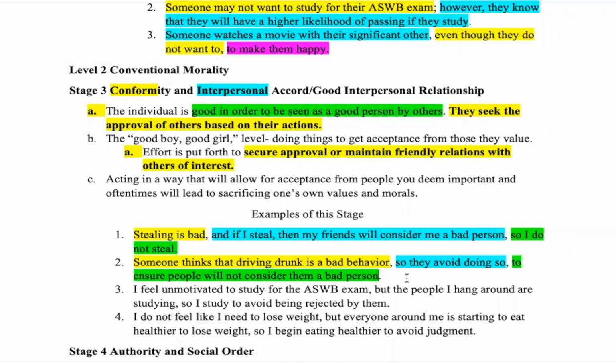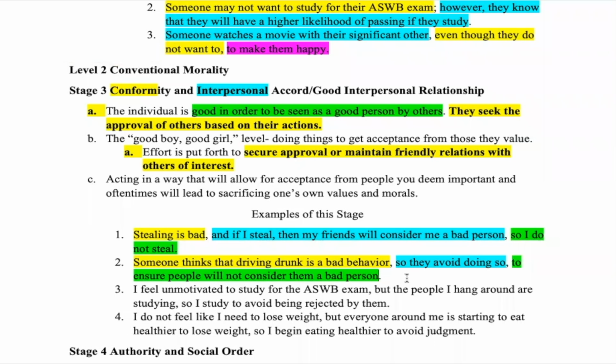They want to get behind the wheel after getting intoxicated and be like, woo! But they're like, you know what? People could see me as a bad person. So I'm out. I'm not doing that. So that is where they may have urges to do things, but they're going to suppress them in order to get acceptance from other individuals.